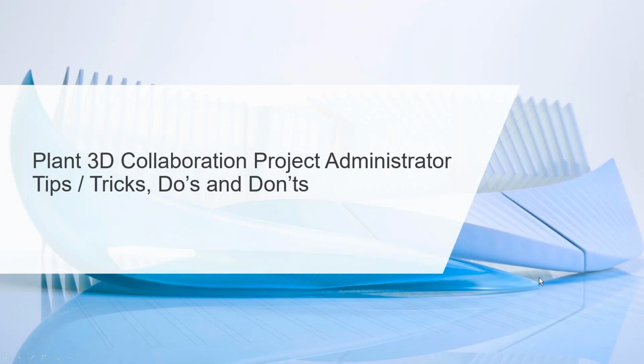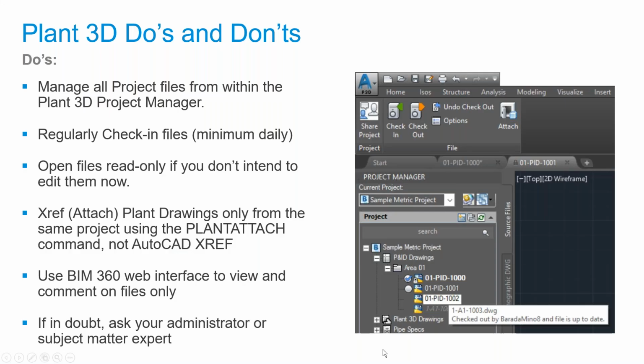All right, so moving on to the tips and tricks, do's and don'ts. This is sort of the final portion here. One thing you want to try to do is manage all the files within Project Manager in Plant 3D, because going through the software itself, it's going to synchronize the drawings and the database fairly well. That's what it's built for. You want to avoid doing that outside of Project Manager. You want to regularly check in your drawings, minimum daily. So at the end of the day, if you don't have that automatic option turned on, just make sure you save, close, and check in what you've got.